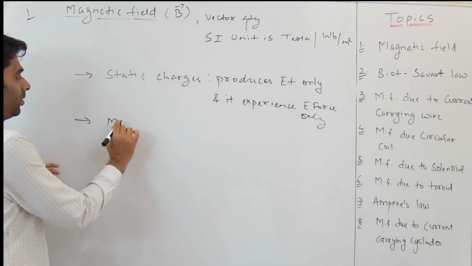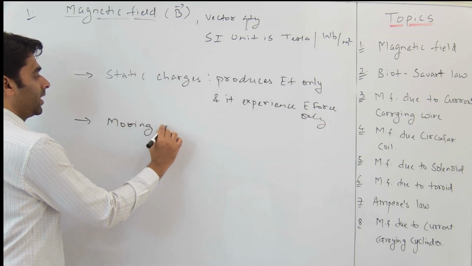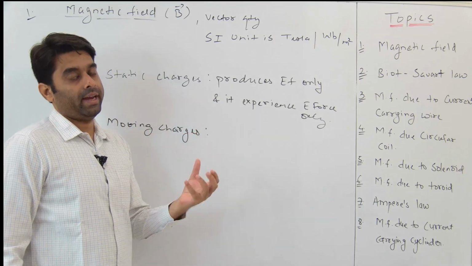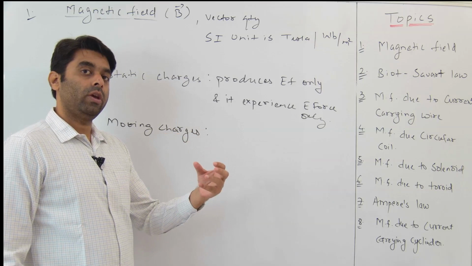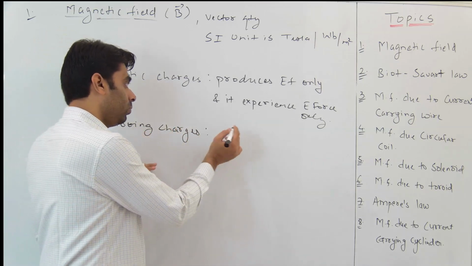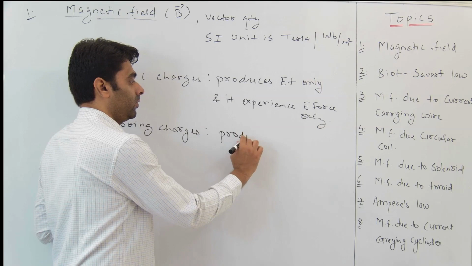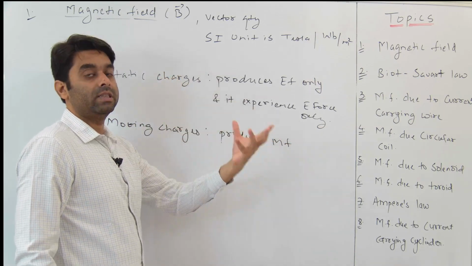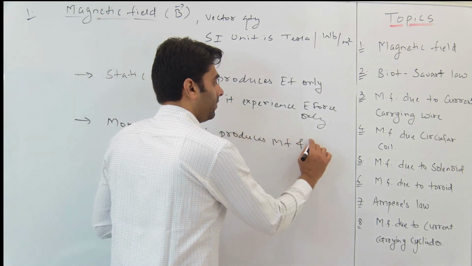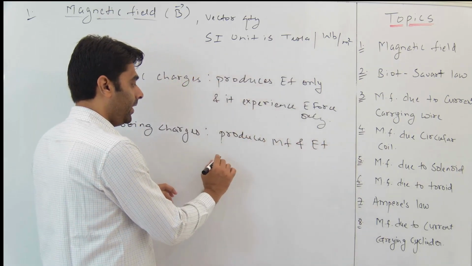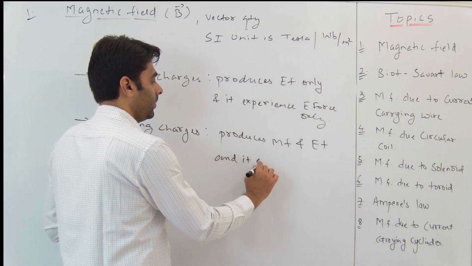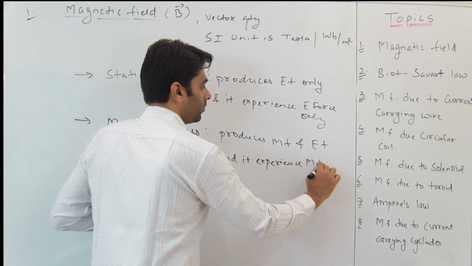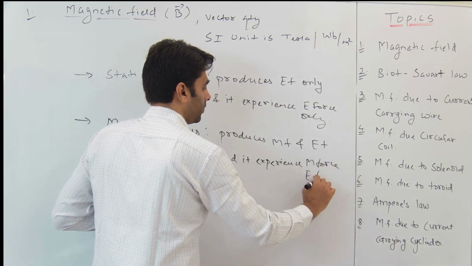Then we talk about moving charges. Moving charges produce magnetic field in their surrounding, and they also experience magnetic force, right? Apart from magnetic field, obviously they produce electric field too, and they experience magnetic force and electric force, right?